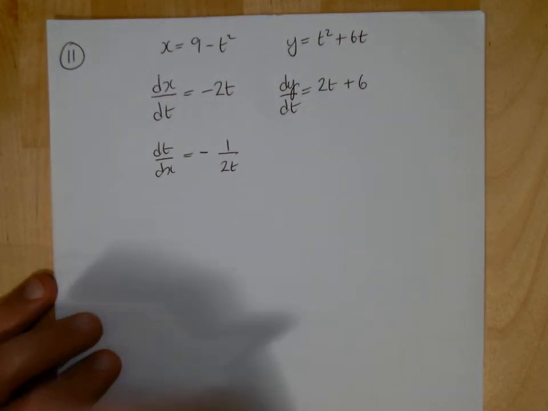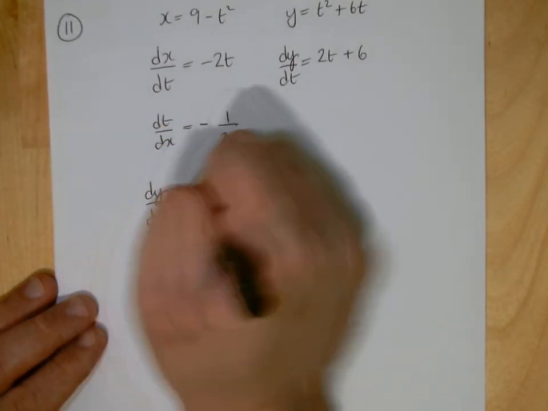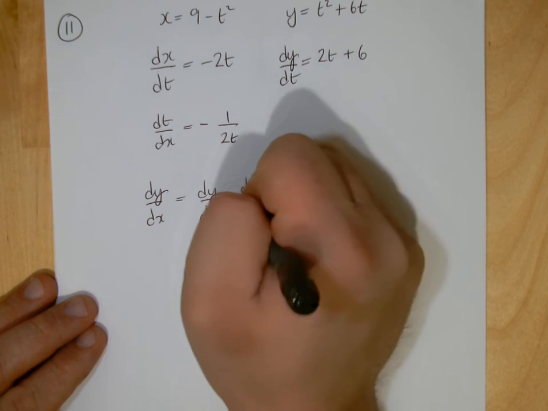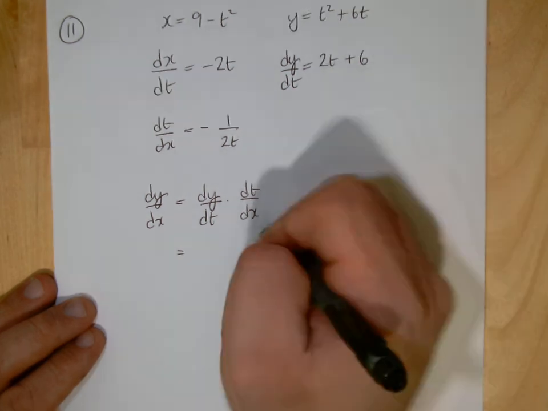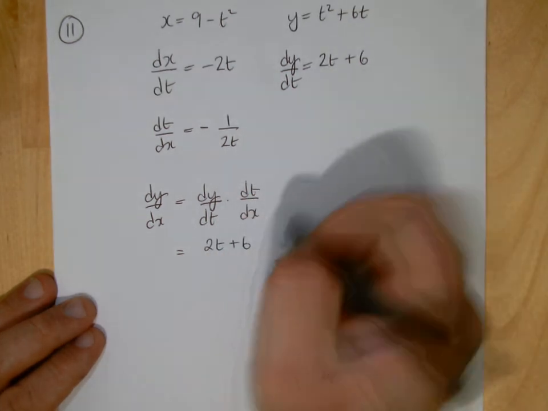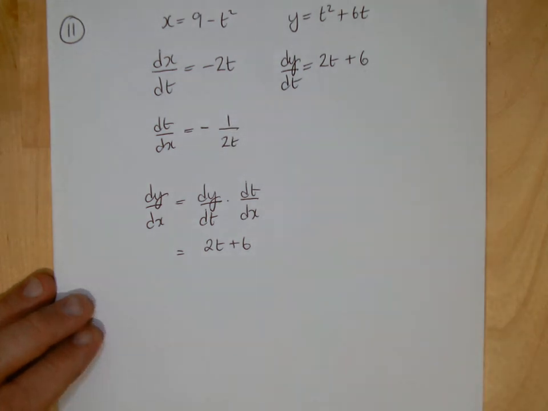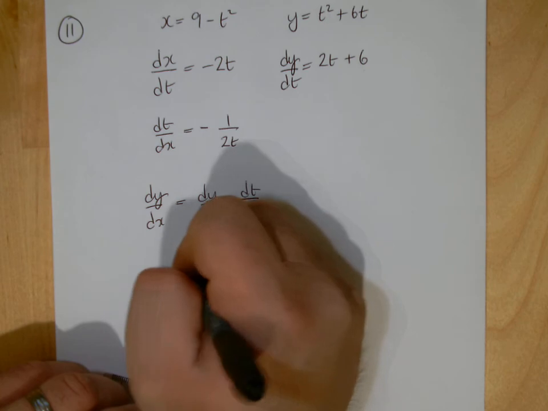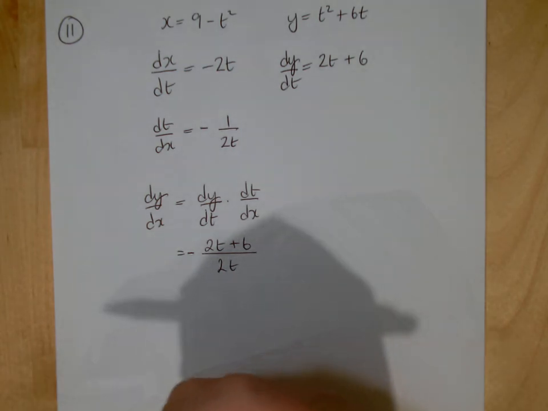Remember, to get the gradient, we need dy/dx, not forgetting that. So we've got to use the chain rule now: dy/dx, so dy dt is on top, and dx dt is on the bottom, so dt/dx. So we've got dy/dt, which is 2t plus 6, times dt/dx, which is minus 1 over 2t. So we can straight away put the 2t there, and we'll put the minus in front. Okay, so we can work out dy/dx because we have the parameter given to us at the point P to be 2.